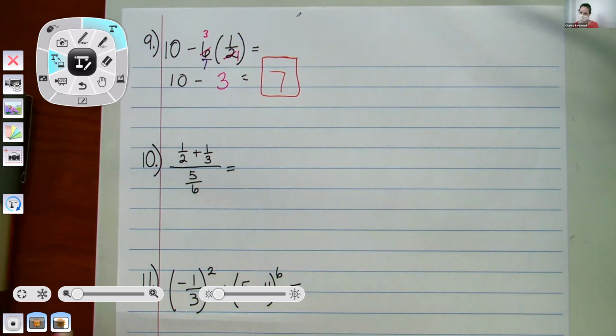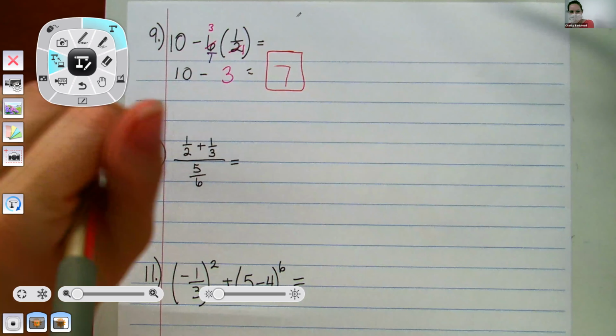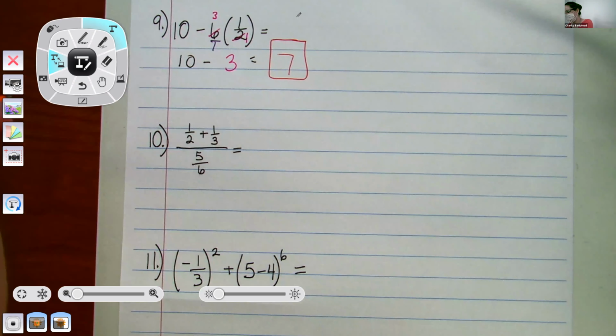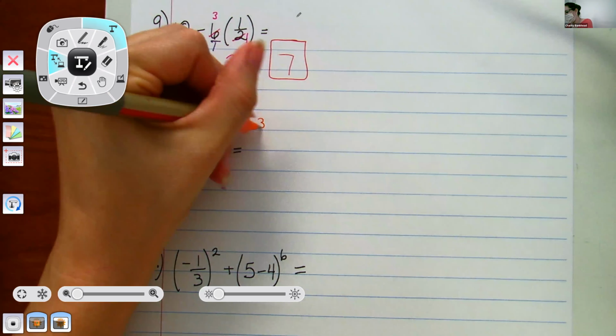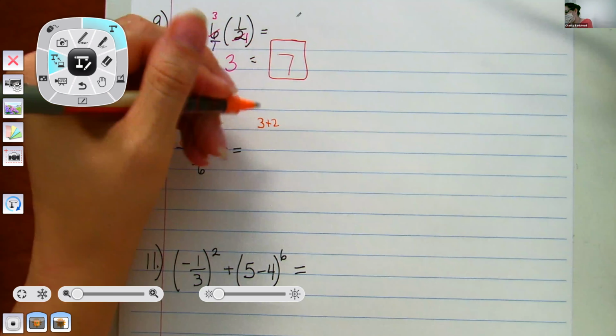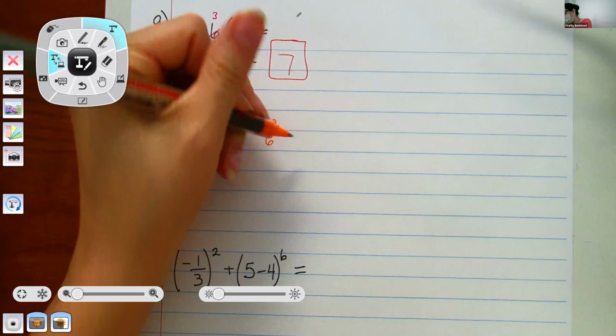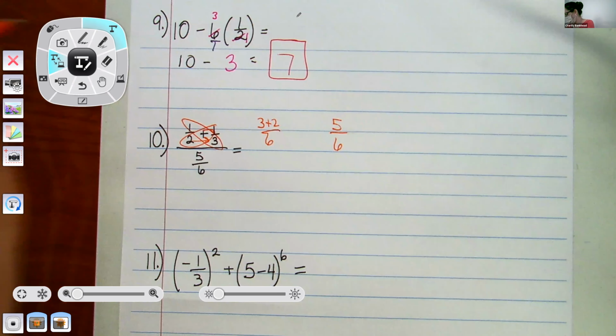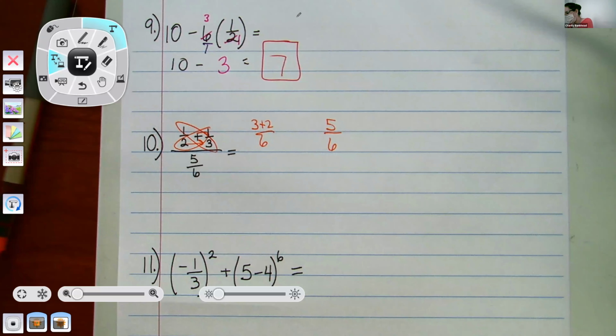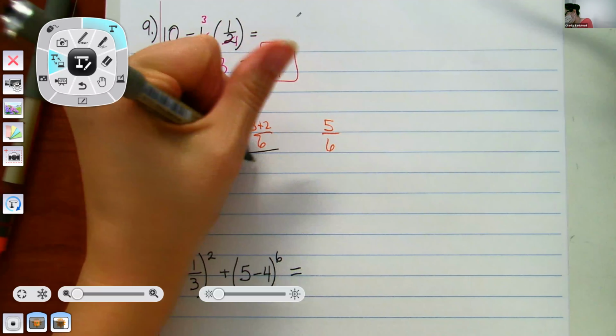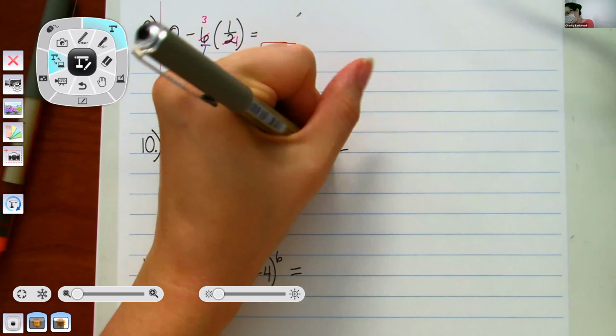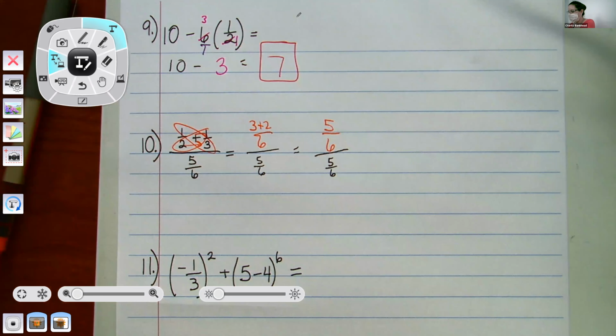Okay, number 10. So first I need to simplify the numerator. To add those, you can find the LCD if you want. I'm just going to use the bow tie method, which would give me 3 plus 2 over 6, which equals 5 over 6. So 5/6 over 5/6. That's a number divided by itself. So that just equals 1.